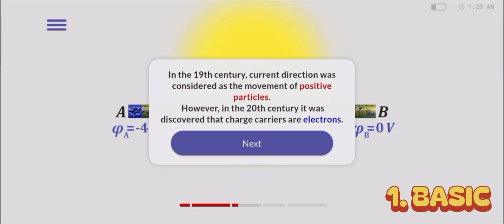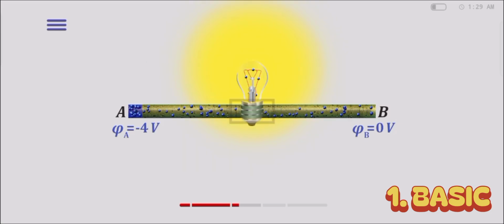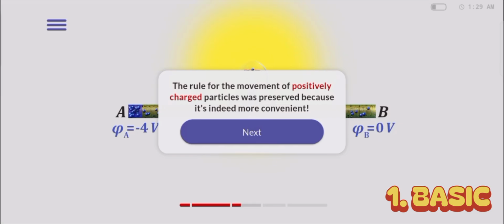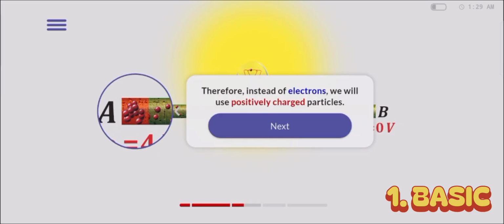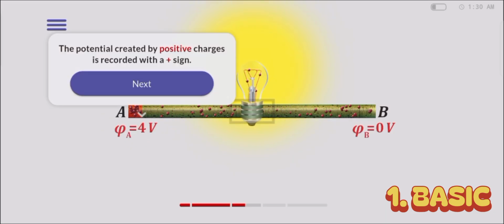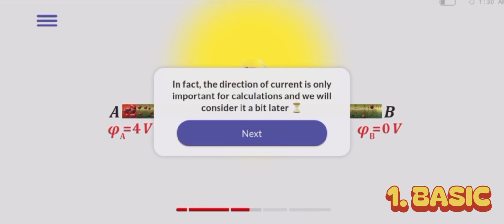In the 19th century, current direction was considered as the movement of positive particles. However, in the 20th century, it was discovered that charge carriers are electrons. A rule for the movement of positively charged particles was preserved because it's indeed more convenient. Therefore, instead of electrons, we will use positively charged particles.